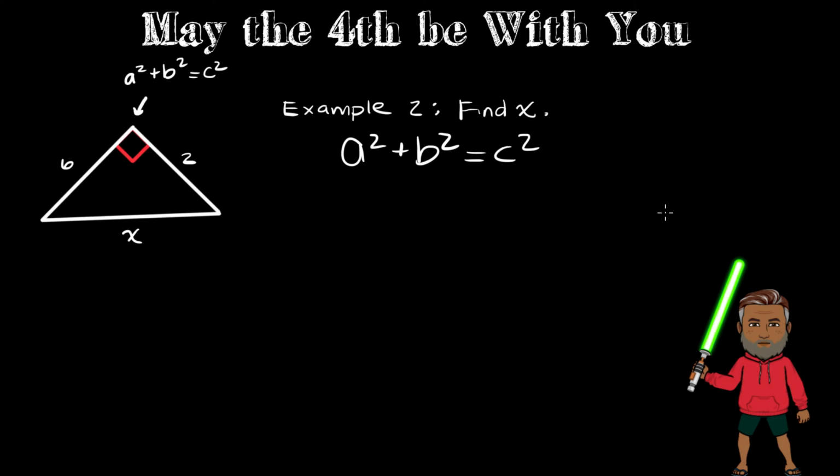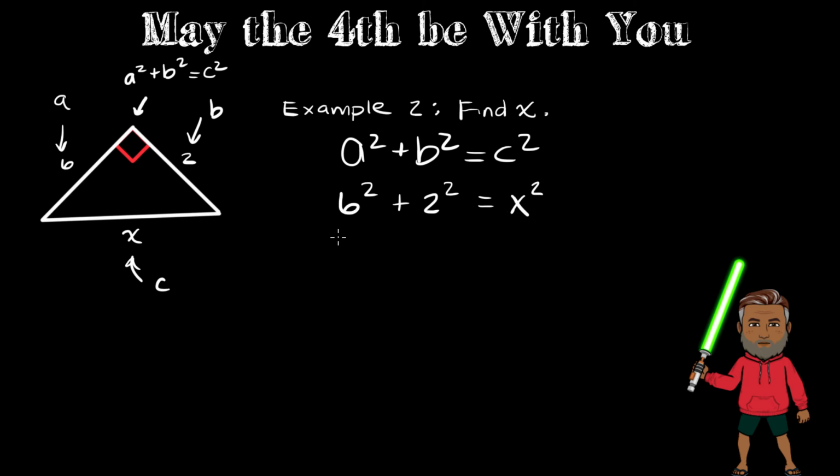Unfortunately, I don't know what a, b, or c is, so I'm going to look at this real quickly. I know that this side and this side, the 6 and the 2, make up the right angle, so we're going to say the 6 and the 2 are going to be our a and our b, which means the x has to be the c in this problem. So I'm going to plug it in, 6 to the power of 2 instead of a to the power of 2, plus 2 to the power of 2, because b is 2, is equal to, and c in this problem is x. So we're going to go x to the power of 2.